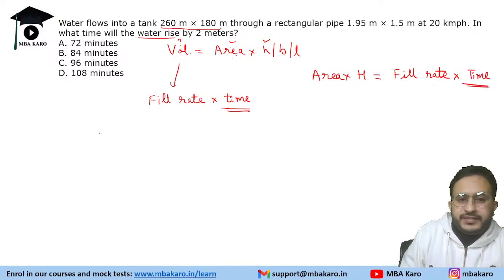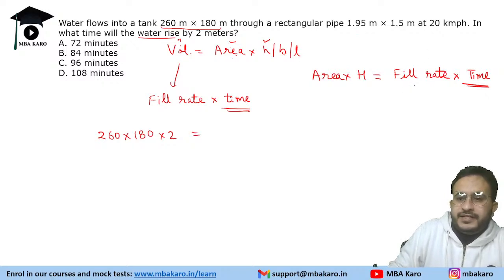So area is 260 into 180, and height is 2. And fill rate, how much is the fill rate? Fill rate is again area into speed.